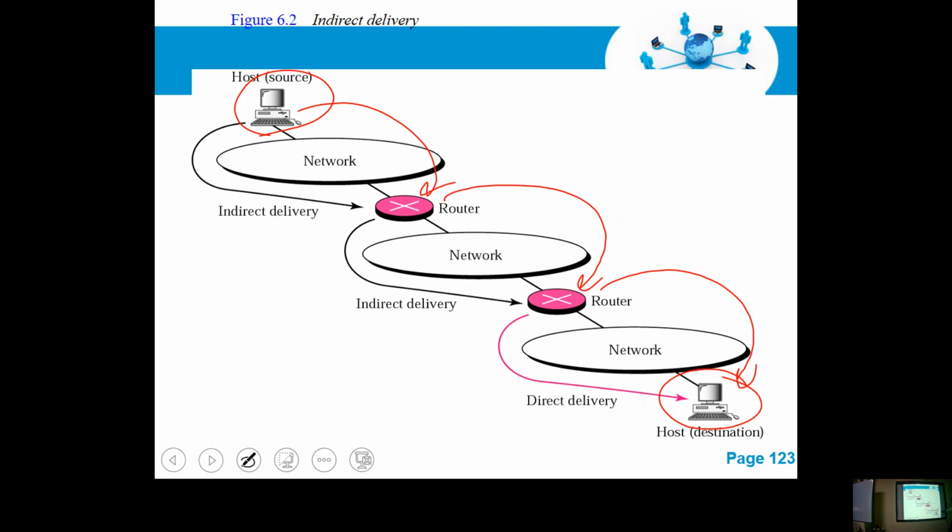So whatever delivery you consider, you are going to have one direct delivery. In the previous case, I had direct delivery. In indirect delivery also, I am going to have one direct delivery. So whatever connection you consider, at least one direct delivery you are going to have.